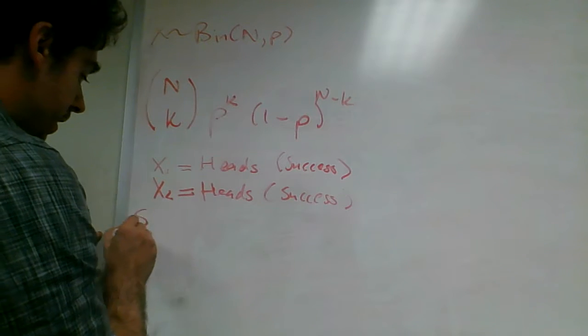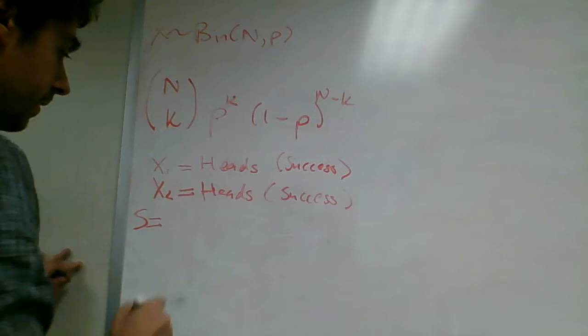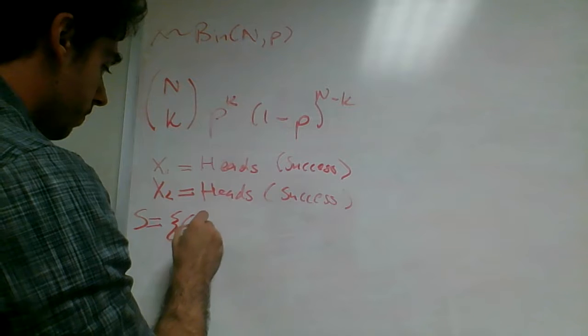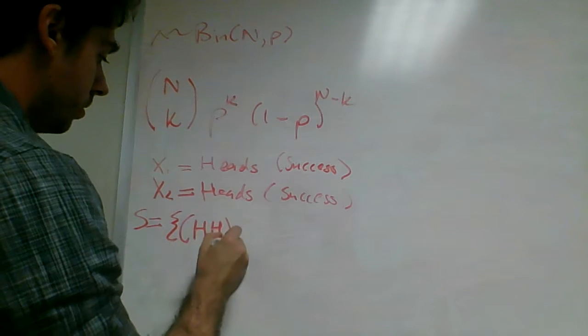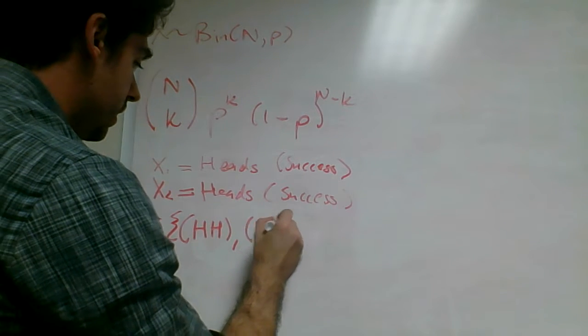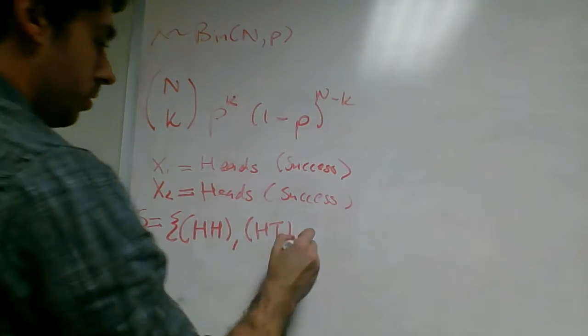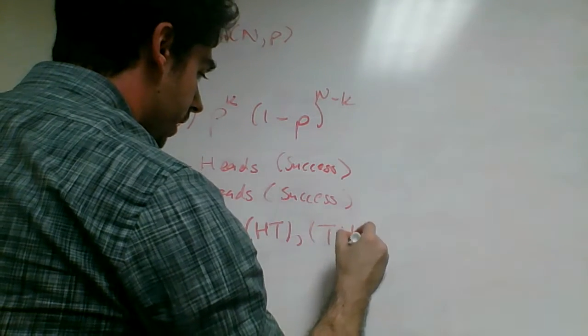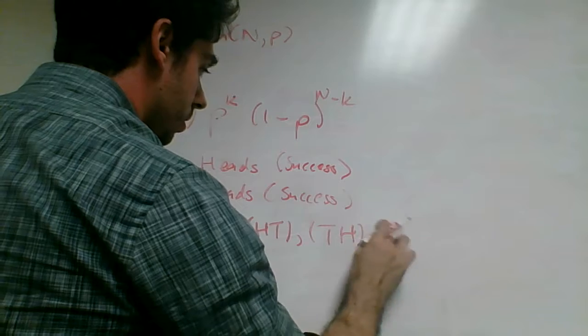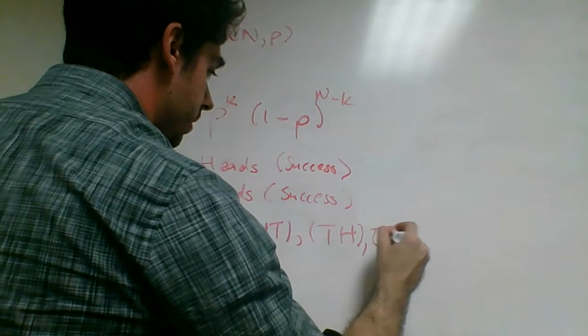And so you already know what that sample space looks like, right? It's S equal to HH, HT, TH, and TT.